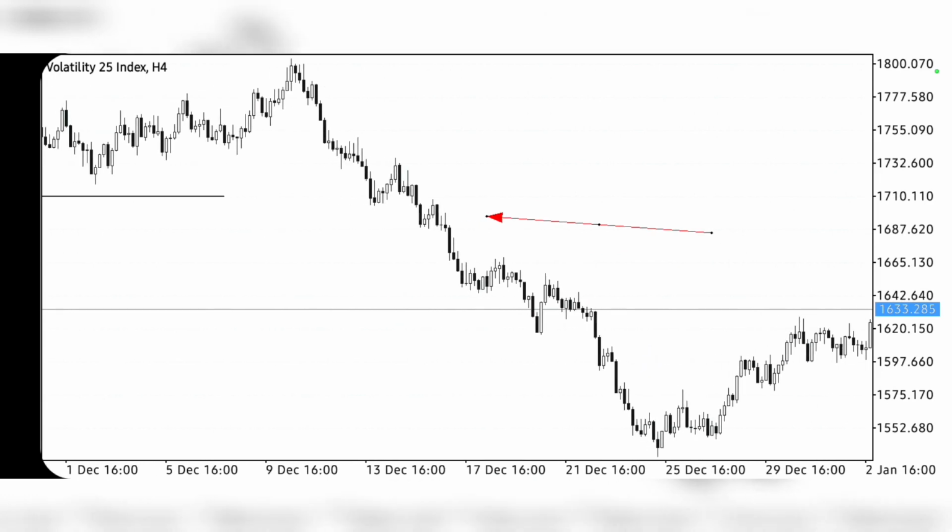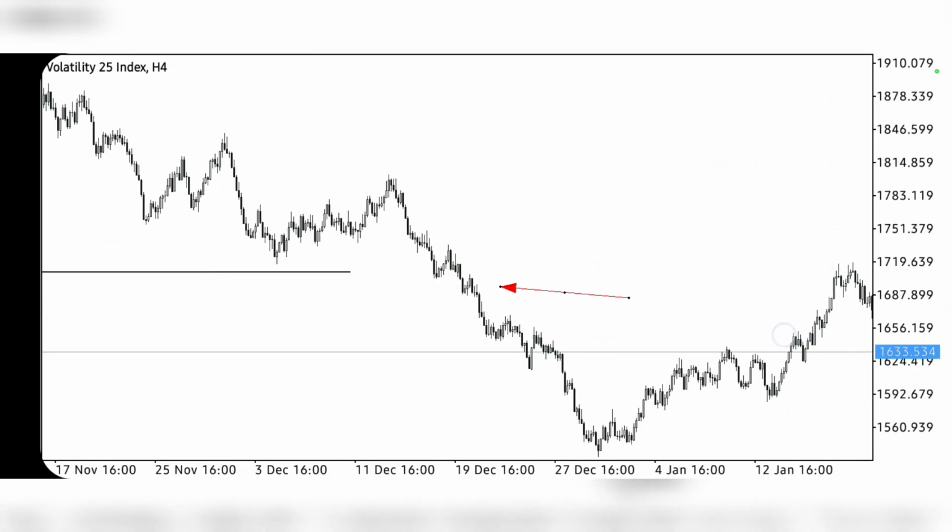Now, the range structure on the lower time frame, you will still see it as main structure. Whereas on the higher time frame, it is a range structure. And you can see none of this range structure was entered fully. Yes, the range structure did not give us a good pullback.